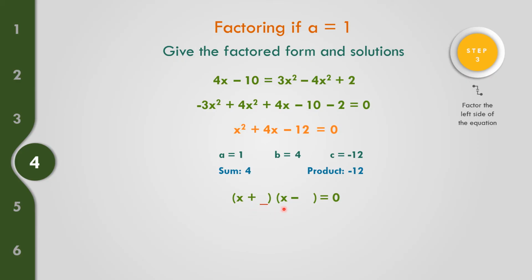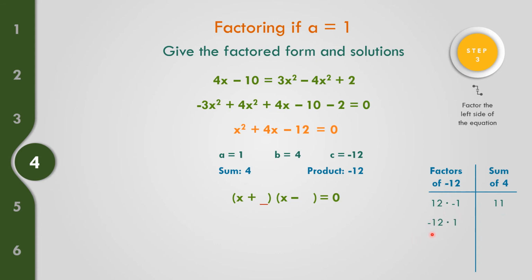Why positive and negative? The sign of the C is negative, so it means positive and negative is the sign. Okay, so let us see. Let us get the factors of negative 12. If we check, the sum must be equal to 4. So, for example, 12 times negative 1 is negative 12. If we check 12 minus 1, that is equal to 11. So, 12 and negative 1 is not a factor.